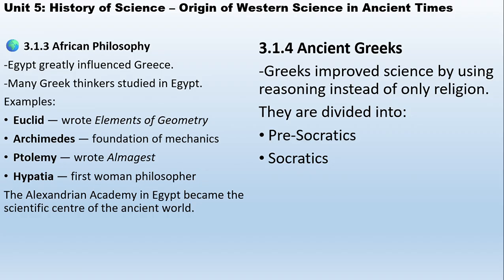Then Ptolemy, he wrote the Almagest. Ptolemy is also a great thinker that studied in Egypt. This Almagest is just like covering planetary models. He wrote about the universe, about astronomy levels. That was his own thinking, that was what he was able to found.